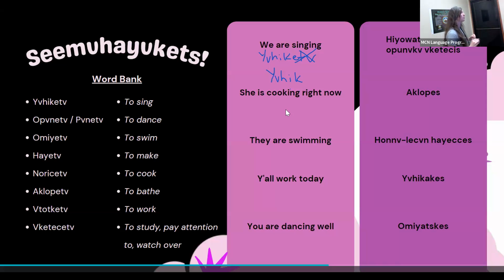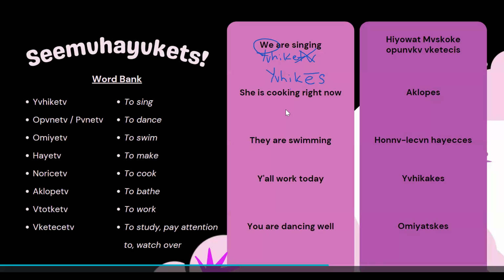Next, we have to add our person marker. We. What is the person marker for we? E. Nice, yes, that long E. And then the last thing we do, every time, we add our S. Yes. So we are singing becomes Yahegis. Yahegis. We are singing.